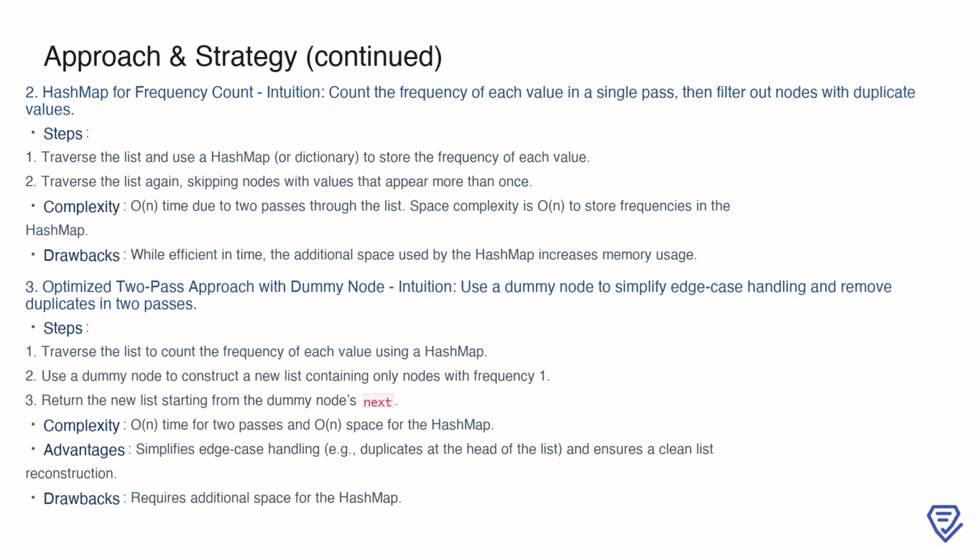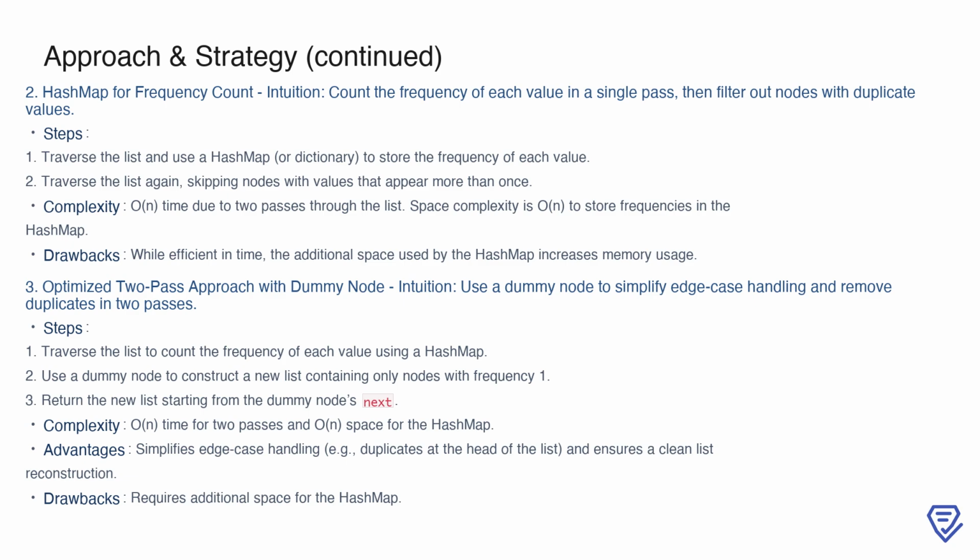Now, let's look at a more efficient strategy using a hash map for frequency counting. The intuition here is to count how often each value appears in the list. This can be done in two passes. In the first pass, we traverse the list and store the frequency of each value in a hash map. In the second pass, we traverse the list again, skipping over any nodes with values that appear more than once. This approach significantly improves time complexity to O(n), as we only traverse the list twice. However, it requires O(n) additional space to store the frequency counts in the hash map.